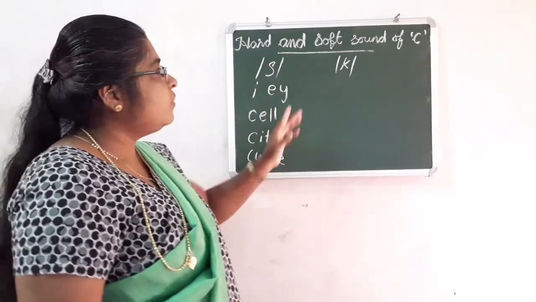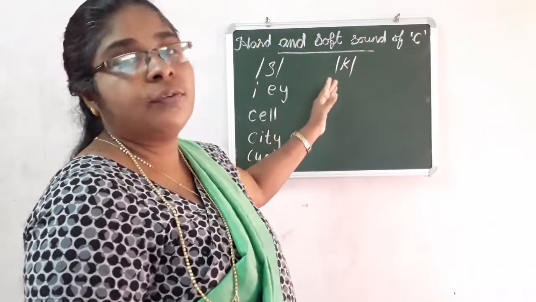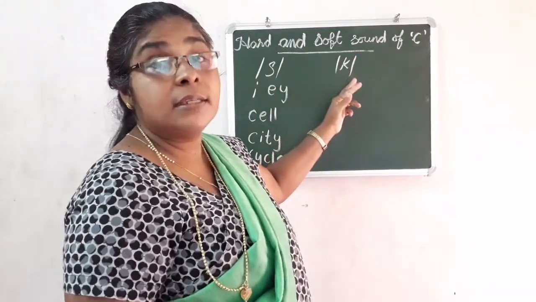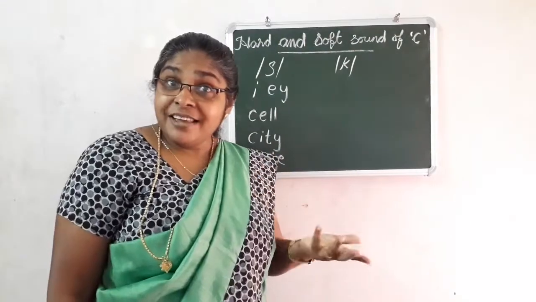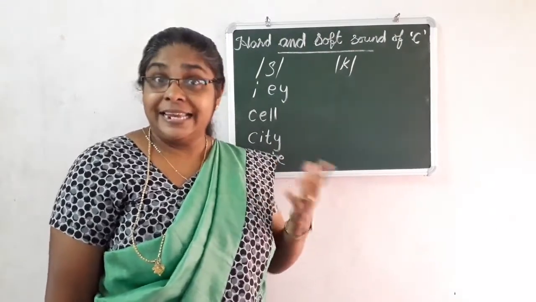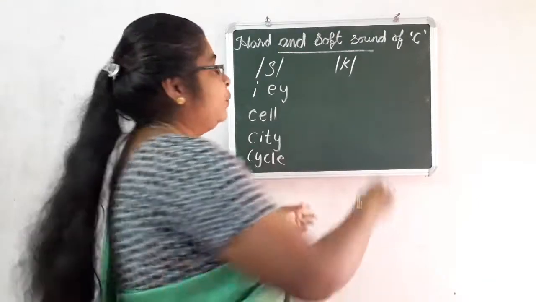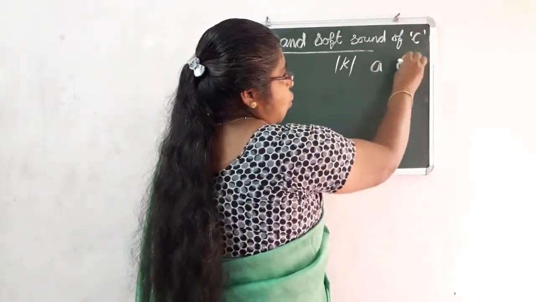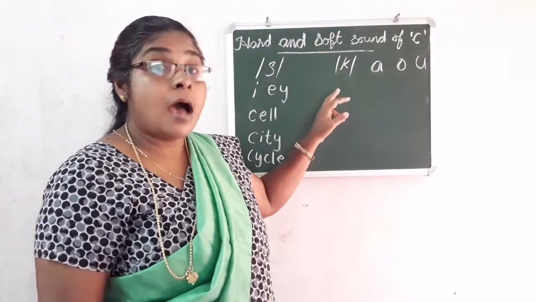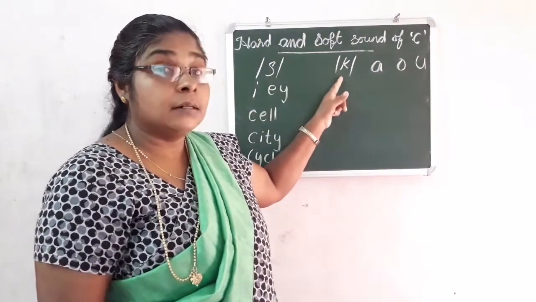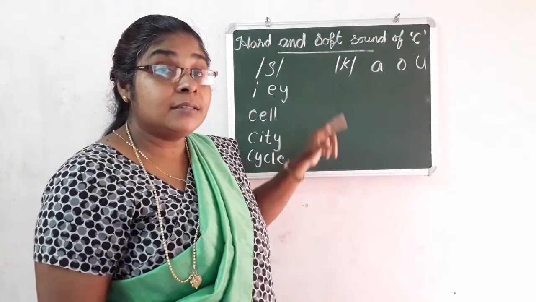Okay, ready? Next we can see the hard sound of C. Hard sound of C is K. Whenever C is followed by A, O, U, the C sound becomes hard. K. Hard sound of C is K.